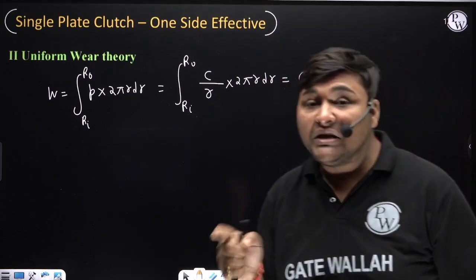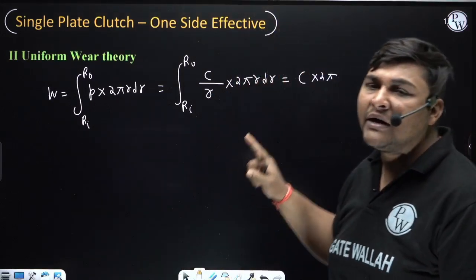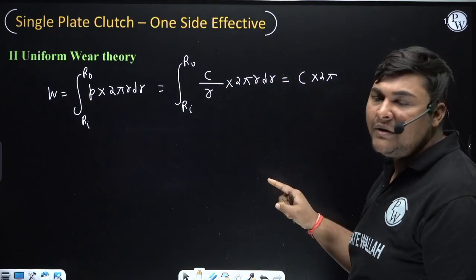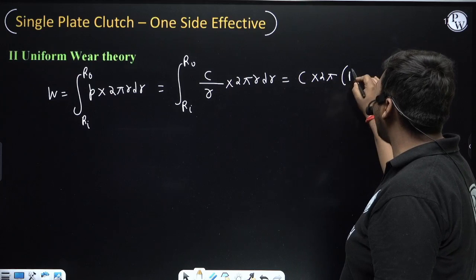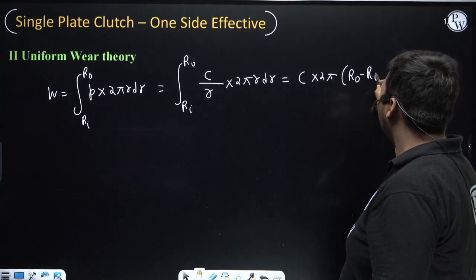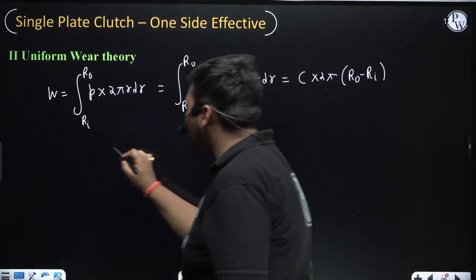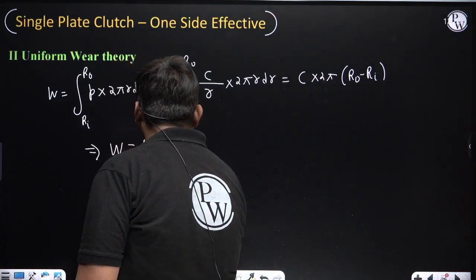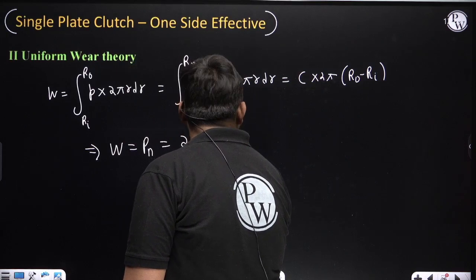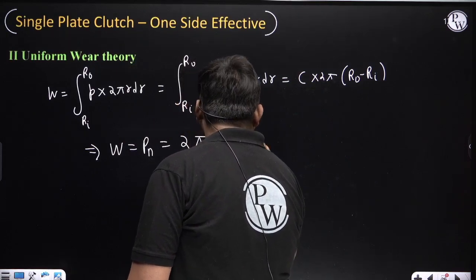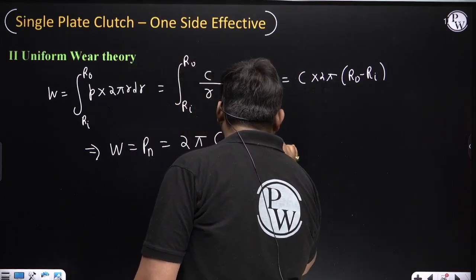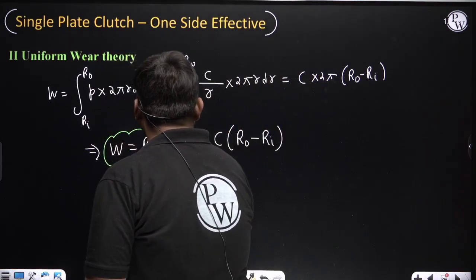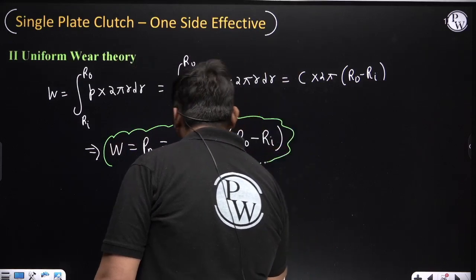And integration of dr is R, and if you put the upper limit, it will become R naught. By putting the lower limit, it will become Ri. So ultimately, after integration, this will come R naught minus Ri. It is the formula to calculate W, and for plate clutch, W and total pressure force are both the same. The formula is 2 pi C into (R naught minus Ri). Again, you can remember this expression for uniform wear theory, but remember this is only valid for uniform wear theory.